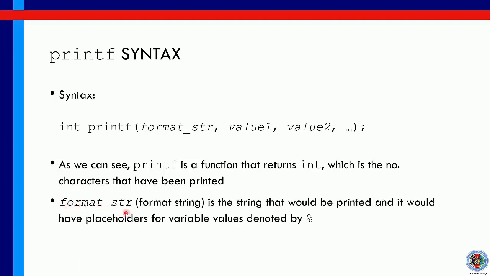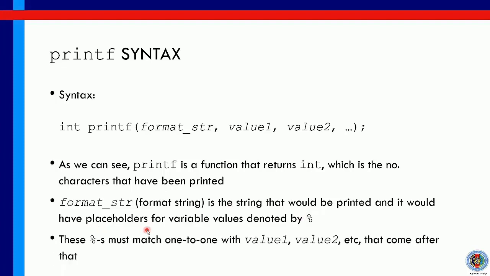The format string, the first parameter to printf, is the string where we put percentages that we call placeholders. This percentage must match one-to-one with value 1, this one, and value 2, and so on, that come after the string, and the match is done in that sequence. The first value has to match with the first percent in here. The second value must match with the second percent in the format string, and so on. The matching has to be in sequence.